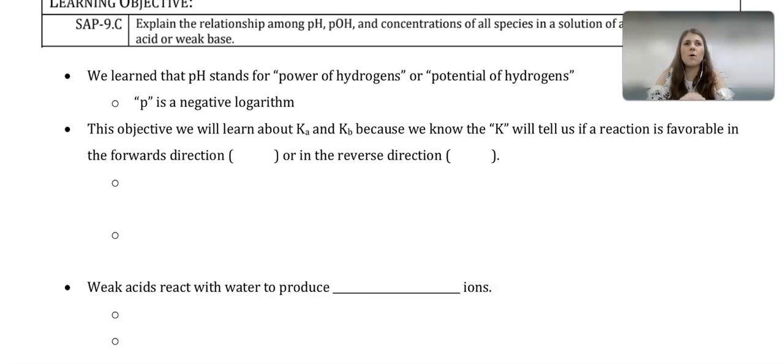So 8.2, we talked about all the strong acids and strong bases, 100% ionizing. Here, we know weak electrolytes do not 100% dissociate into their ions. So we also learned that pH stands for power of hydrogens or potential of hydrogens, while P is that negative logarithm, okay? This objective, we will learn about something called Ka and Kb because the K will tell us if a reaction is favorable in the forwards or in the reverse direction. So if it was favorable in the forwards, K would be greater than 1. And if this was in the reverse direction, it would be K is less than 1.